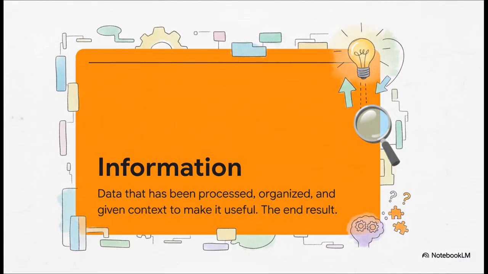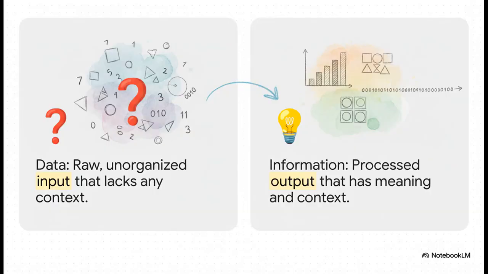And then we have information. Now, this is what you get when you take all that raw data and you process it, you organize it, and you give it some real context and meaning. Information is the finished product. It's the useful stuff that actually answers a question or helps us make a decision. So let's just boil it right down. Data is the raw input, completely lacking context. Information is the processed output, which actually has meaning. Here's another way to look at it. Data is the question, information is the answer.